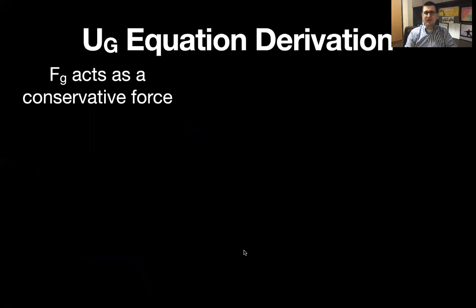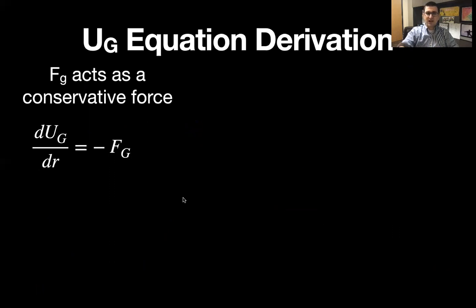So now let me quickly derive the formula for gravitational potential energy, which just shows an application of calculus. But the most important thing to remember is the formula, which we're going to get to at the end. So we can start with the idea that force gravity acts as a conservative force, which allows us to use the formula, which is really important and not on our formula sheet, that the derivative of the gravitational potential energy with respect to displacement equals the negative of the force gravity.